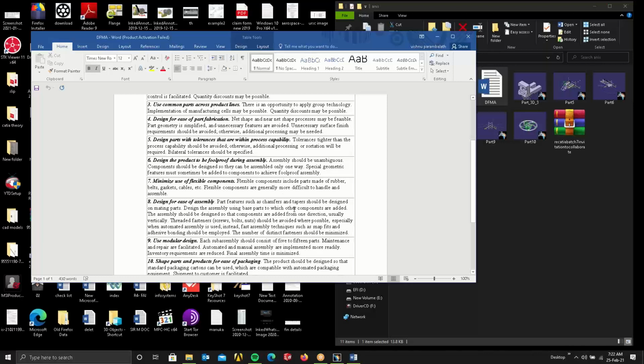So design for ease of assembly. It should be easier for assembly to understand it. You should give some position marking or something in certain cases where the placement must be accurate.